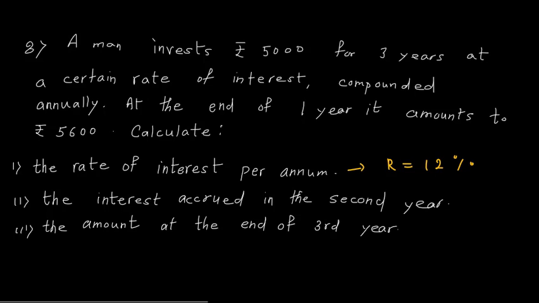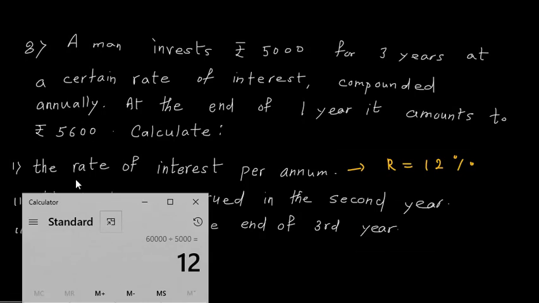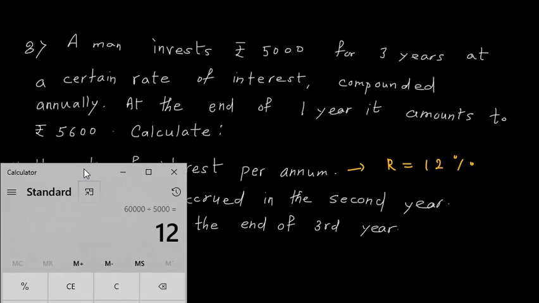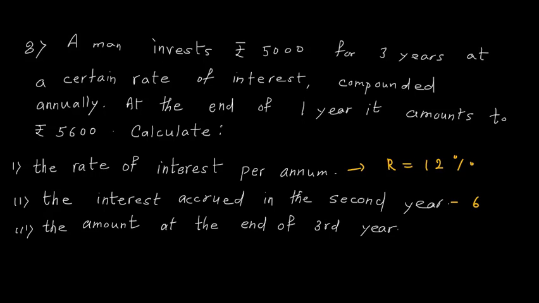Second, the interest accrued in the second year. So for second year, now this 5600 will become principal. So we will say 5600 multiplied by 12 divided by 100. So 672, this is the interest accrued for the second year.